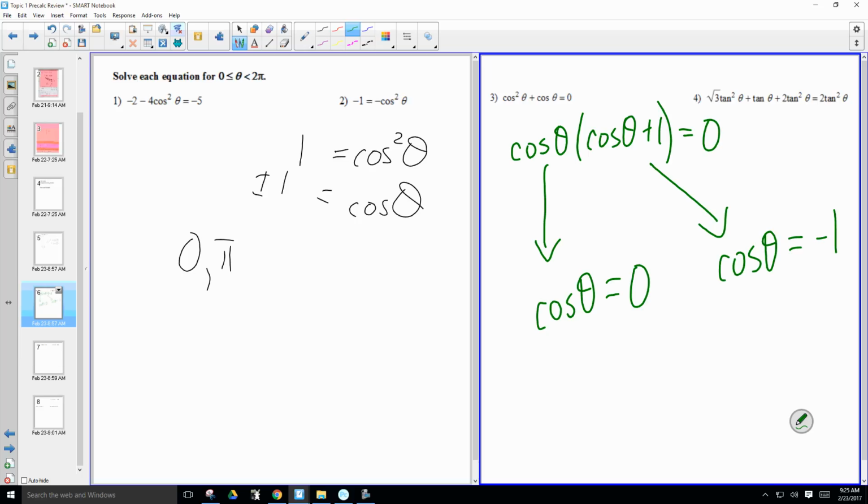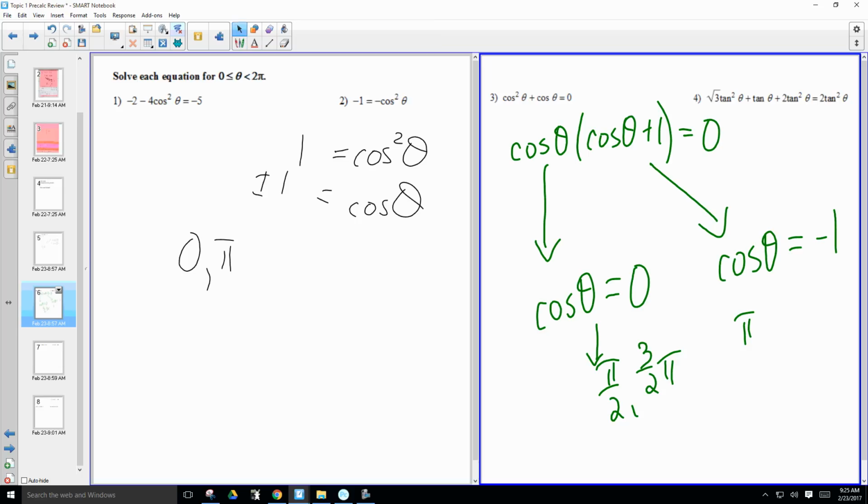Cosine is 0 where? Pi over 2 and 3 pi over 2. Cosine of theta is -1 at pi. Okay? So 3 solutions. Questions on that? The answers are also on the back. Check it. So there's no secrets.